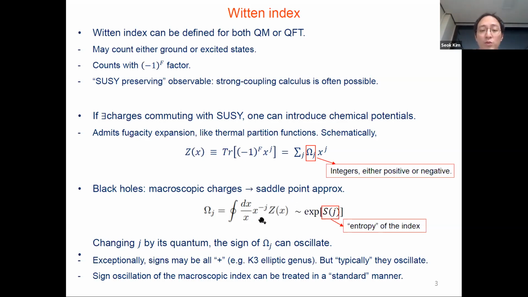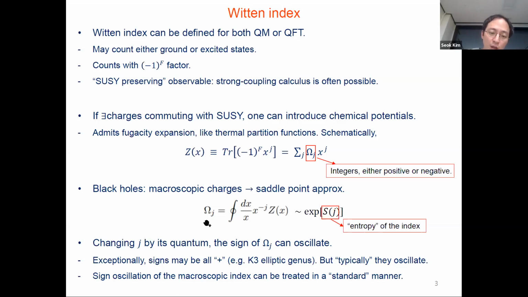And what we want to do, at large charge, which I schematically denote by J, is a saddle point approximation of the integral. And the saddle point value will give rise to a certain function of J, which can be interpreted as the exponential of the macroscopic entropy of the index. Okay? So this saddle point approximation we call the Legendre transformation.